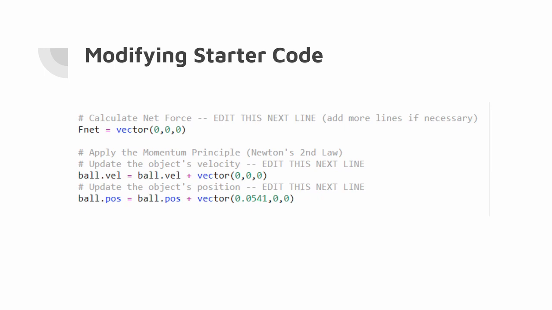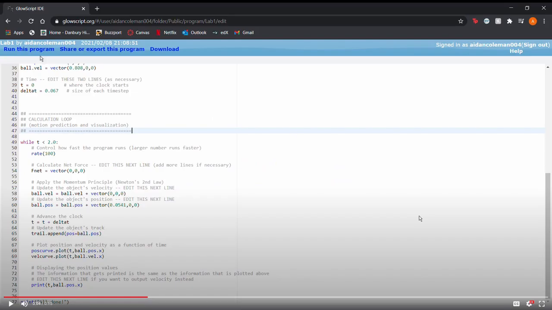We take our average velocity of 0.808 meters per second and multiply it by the change in time of 0.067 seconds to give us a vector of 0.0541 in the x direction and then 0 in the y and z directions. Now, here's a video of the computer model in action.